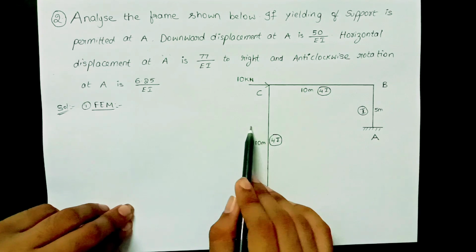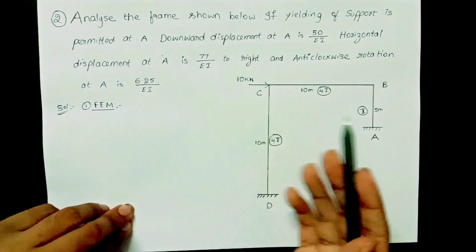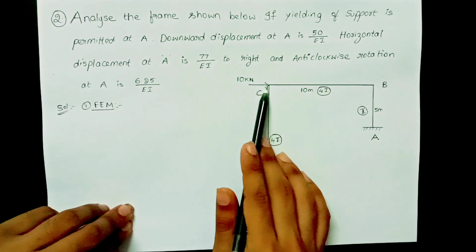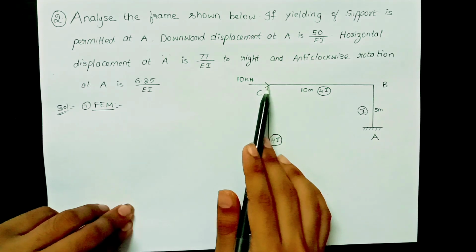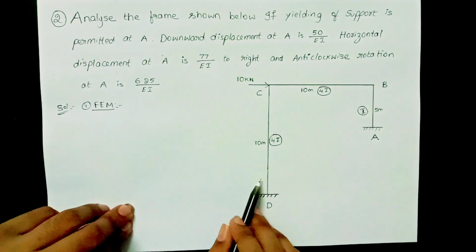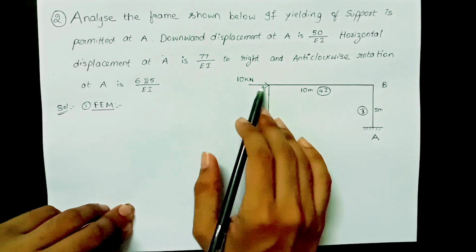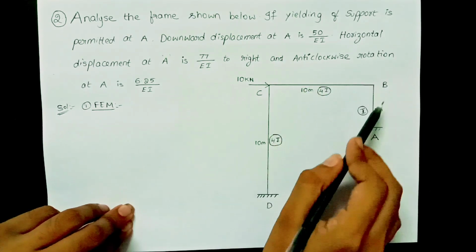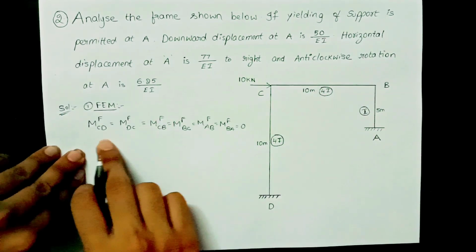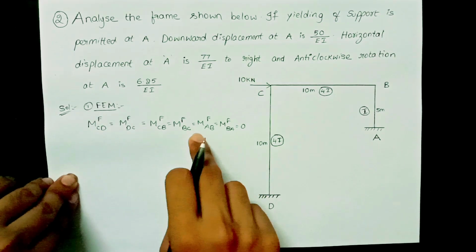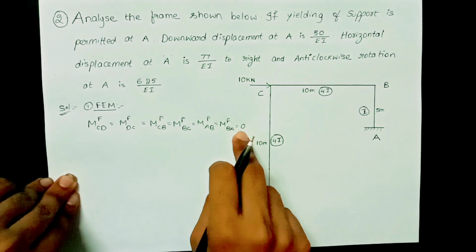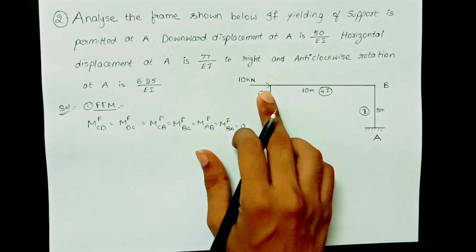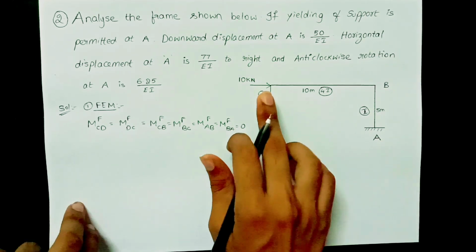If this load were present somewhere on the member, then we could calculate fixed end moments by using any of the standard formulas. But here the load is applied on the joint, hence it doesn't produce any fixed end moment. So MCD and MDC will be equal to 0. Similarly, there are no loads on members BC and AB, hence their fixed end moments will also be 0. That is what I have written here. All the fixed end moments of all the members will be 0 since there is only one load, acting on the joint, so we cannot consider it for the calculation of moments. This is the first step.